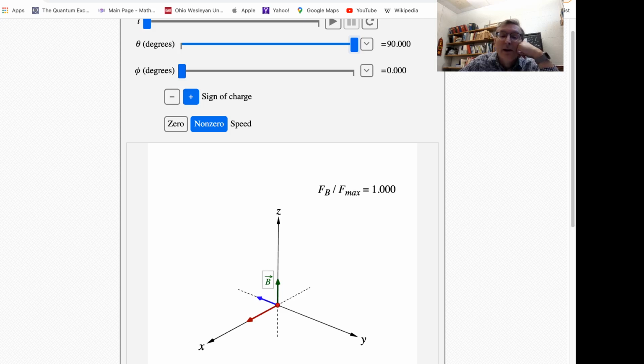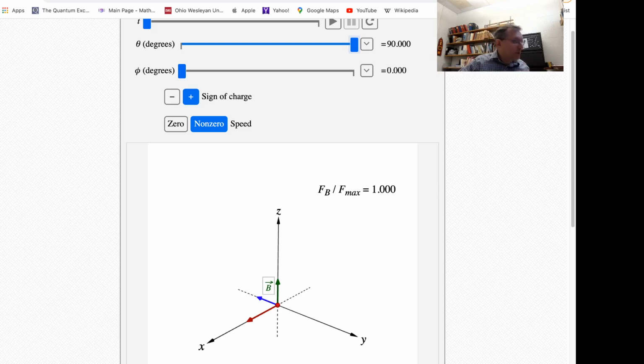And now look up here. FB over F max equals 1. Now I have a magnetic force, and it's the biggest I can get. And that blue arrow shows it. FB arrow. In this case happens to be in negative y. But what's kind of more important to notice is that the FB arrow, the magnetic force, is perpendicular to both the initial velocity, V arrow, and the magnetic field, B arrow, right? It's perpendicular to both.